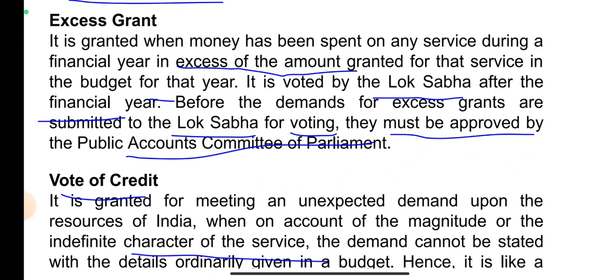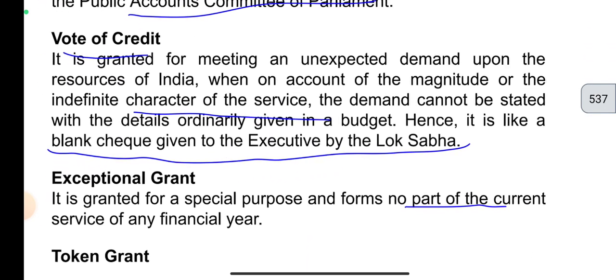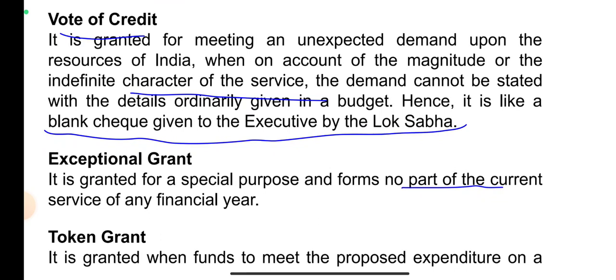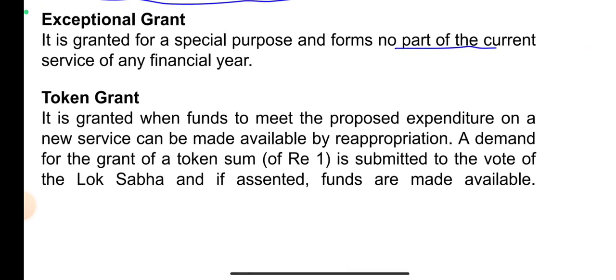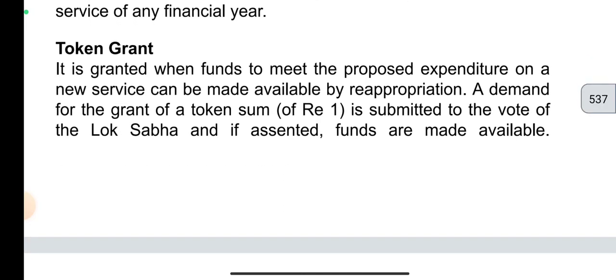It is voted by the Lok Sabha after the financial year. Before the demands for excess grants are submitted to the Lok Sabha for voting, they must be approved by the Public Accounts Committee of Parliament. Now, vote of credit. It is granted for meeting an unexpected demand upon the resources of India when, on account of the magnitude or the indefinite character of the service, the demand cannot be stated within the details ordinarily given in a budget. Hence, it is like a blank check given to the executive by the Lok Sabha. Exceptional grant: it is granted for a special purpose and forms no part of the current service of any financial year.